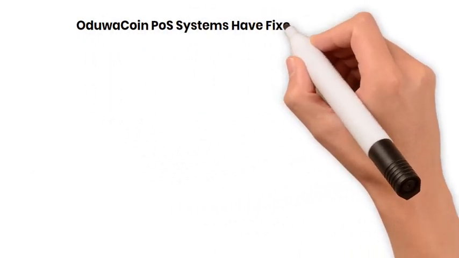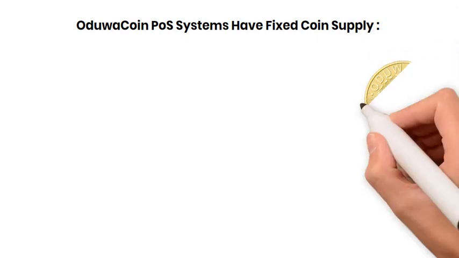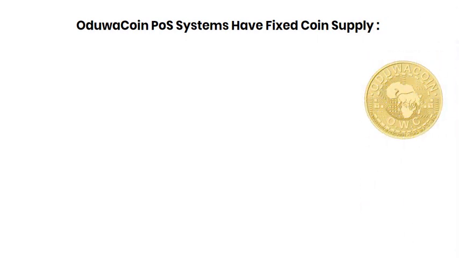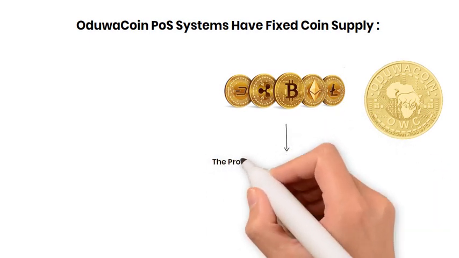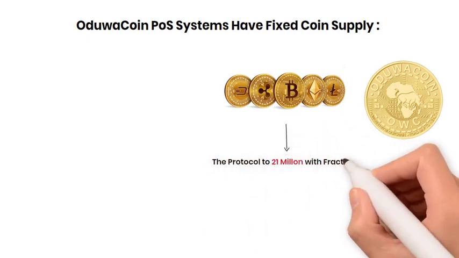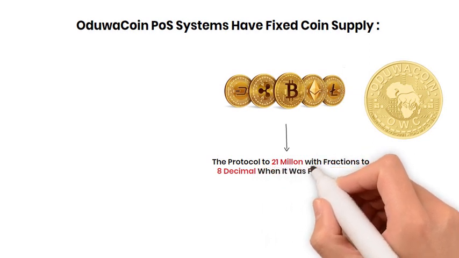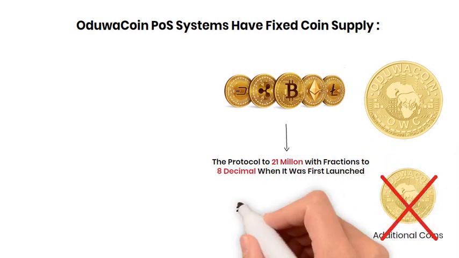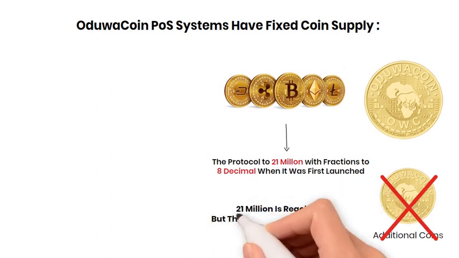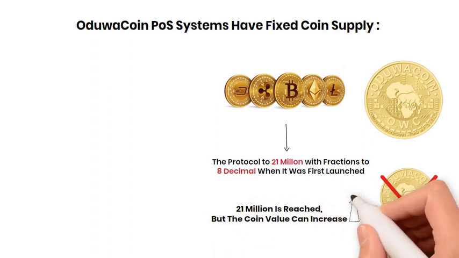Oduwacoin's POS system has a fixed coin supply. Oduwacoin has a fixed or maximum amount of cryptocurrency that has already been set on the protocol to 21 million, with fractions to 8 decimals when it comes to their first launch. This means no additional coins are minted afterwards when 21 million is reached, but the coin value can increase.